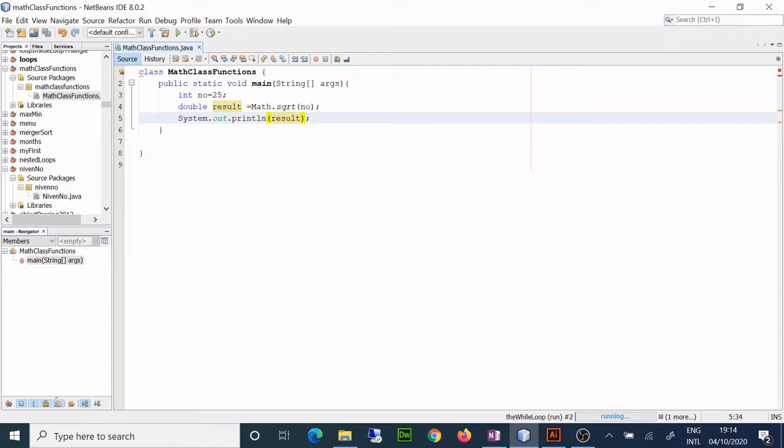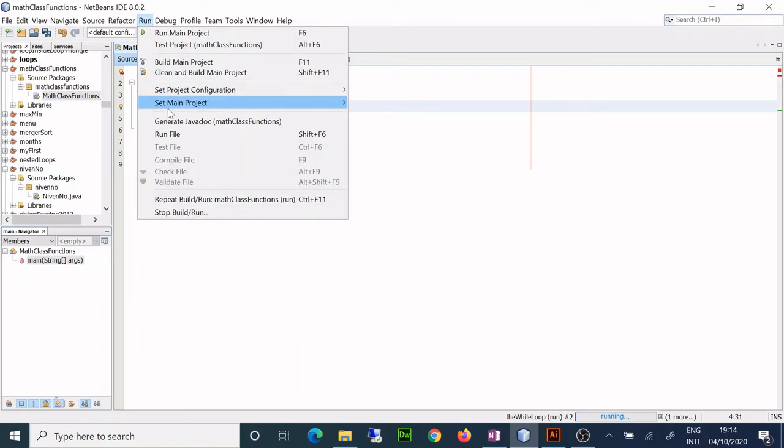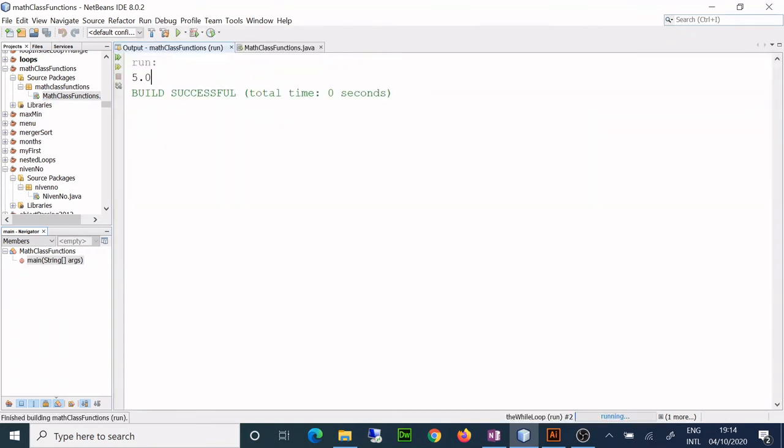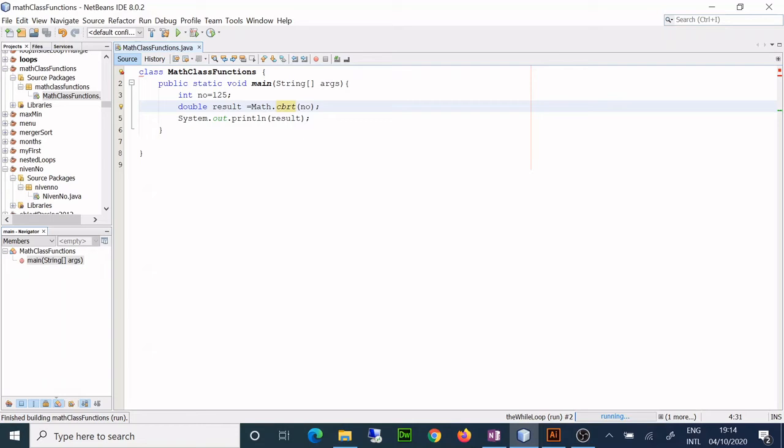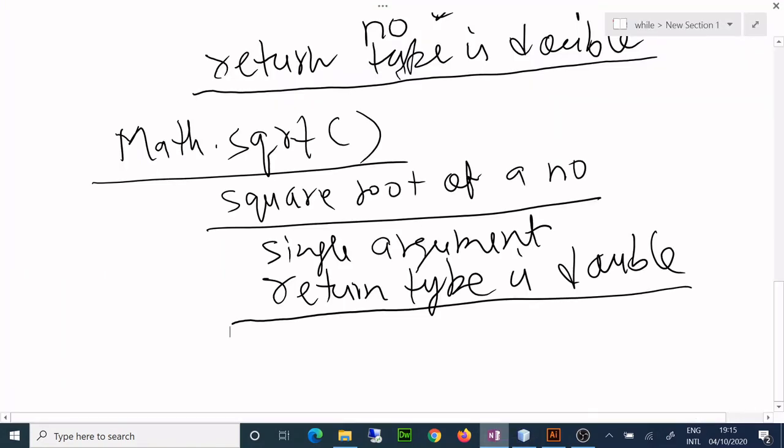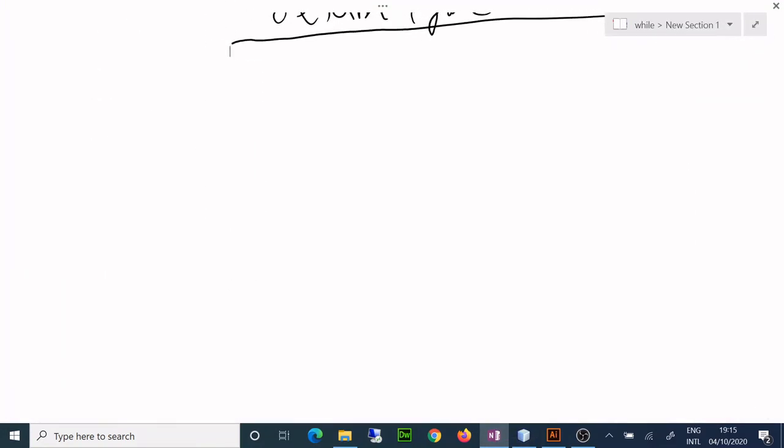So the next one is going to be the cube root. So 125, math.cbrt. Let's see what it does. It gives me 5. So the cube root of 125 is 5. So that's what cbrt does. And keep in mind math.cbrt's return type is also double. Just a little difference from sqrt.